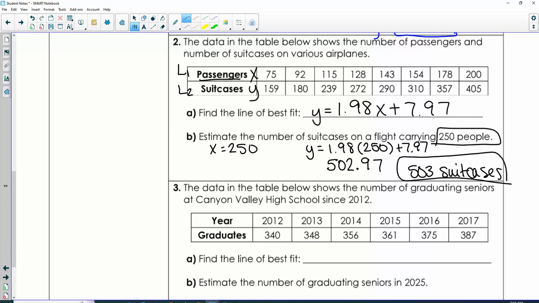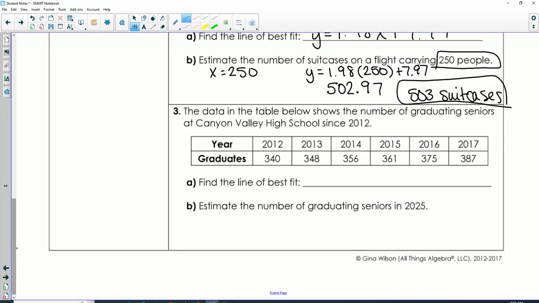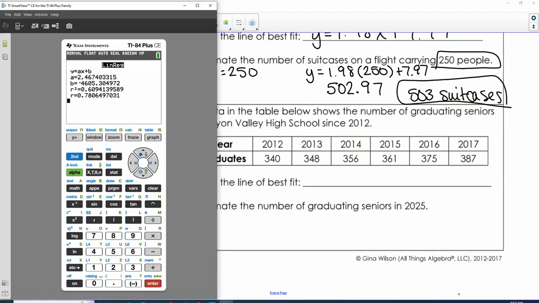Number 3, why don't you guys try that one first? So try to enter your data and get your line. My X's were years, but when you're putting in 2,000 something, that's giving us a pretty big value. Okay, so that's why our equation is so outlandish here.